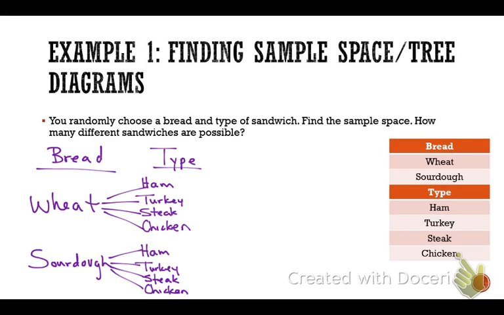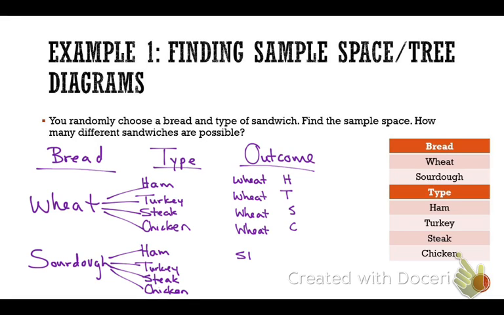Now what we're going to do is list the outcomes. And really, this is the whole point. And I'm going to do a little bit of abbreviating just because it's quite a bit of writing. My first outcome is that I can pick a wheat ham sandwich. My second outcome is that I can pick wheat turkey. So what tree diagrams do is they show us specifically these are our outcomes. These are our options. Wheat ham, turkey, steak, chicken, and then sourdough, I'm going to abbreviate SD for sourdough. Sourdough ham, turkey, steak, and chicken again.